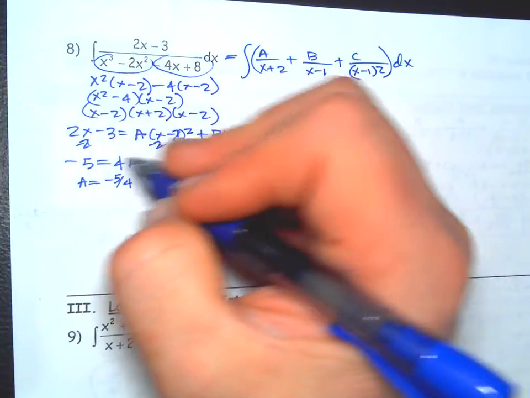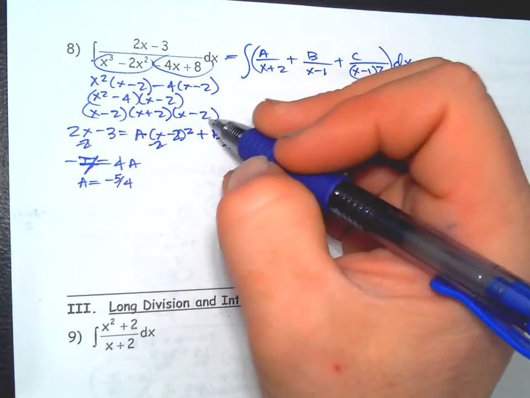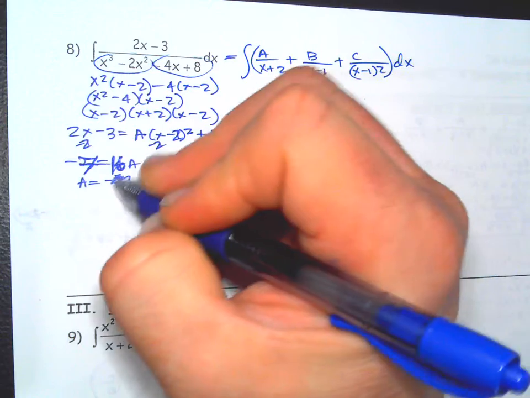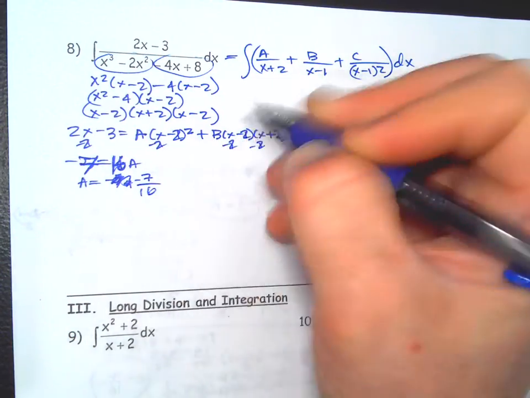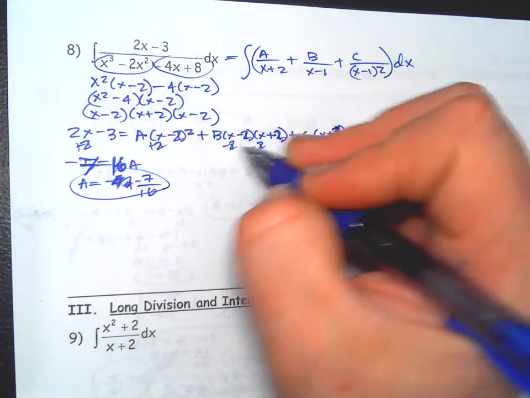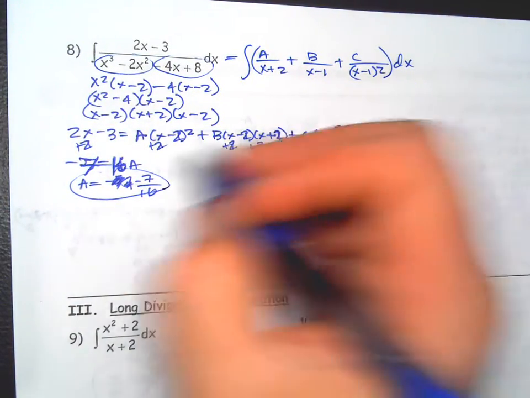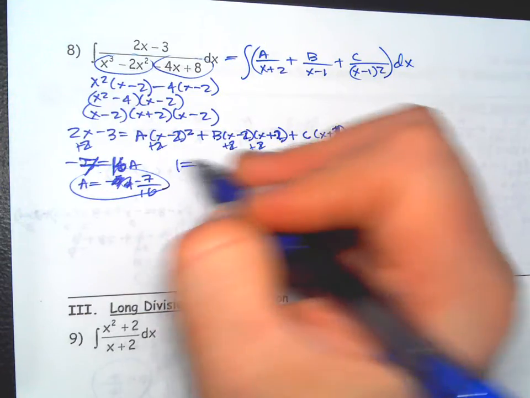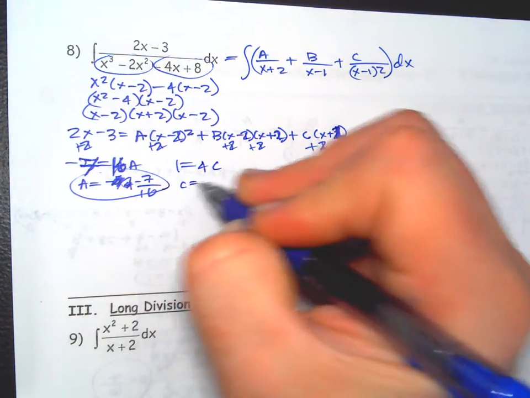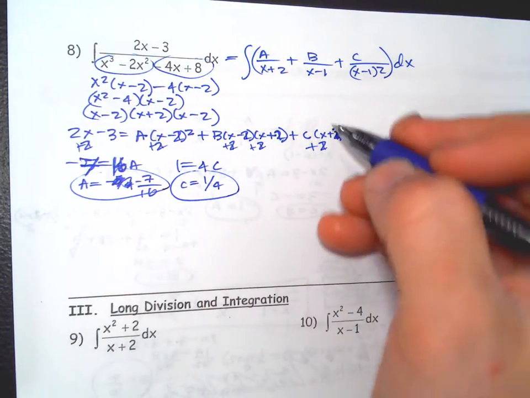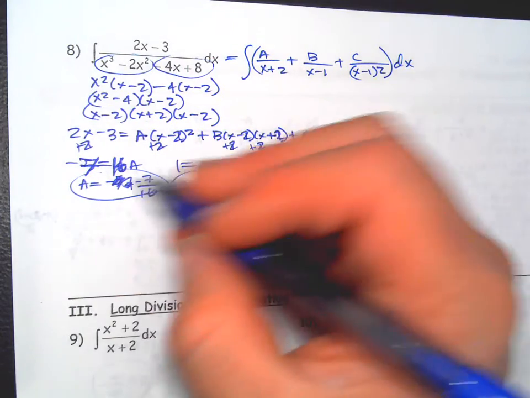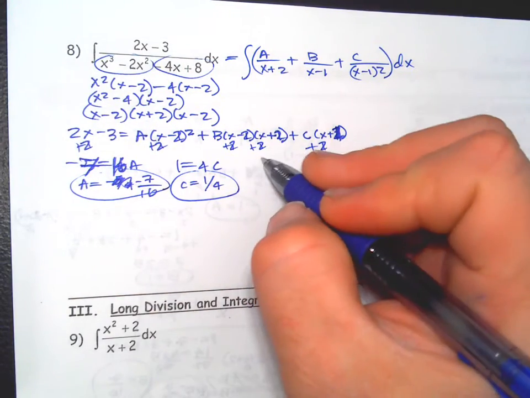Okay, so that's going to be -7, and that's going to be 16a. So that's going to be -7/16. And then we could plug in a +2. And we would get 1 equals, that one goes away, that one goes away, 4c. So c equals 1/4. And then we're going to plug the a and the c values in here to help us find b.